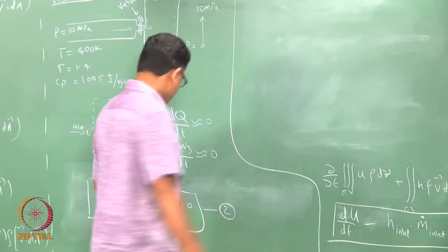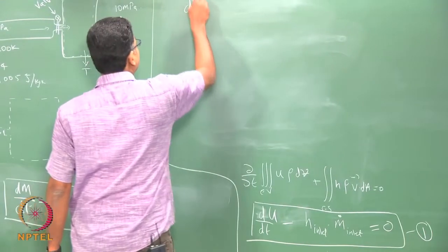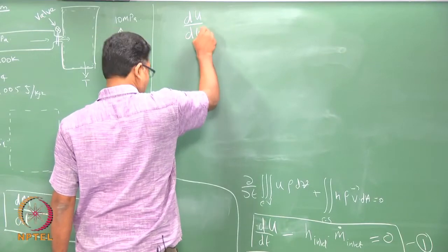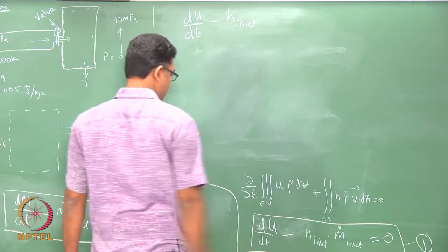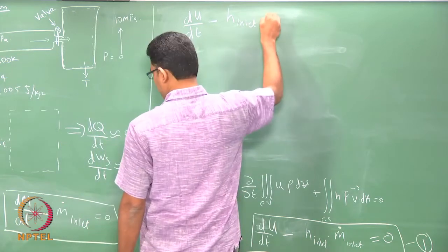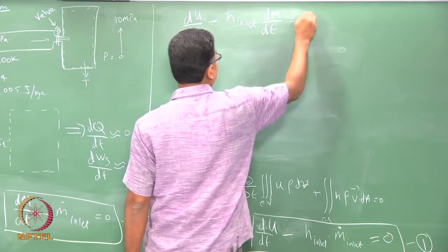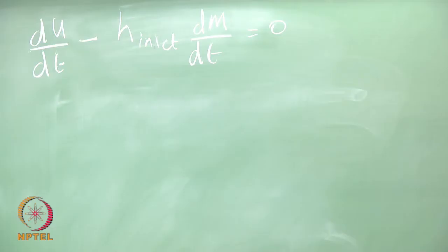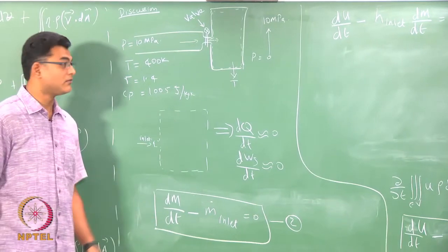So, I substitute equation 2 in equation 1. So, my du by dt minus h inlet into dm by dt equals 0. So, that is the balance of energy equation that is happening inside the control volume.